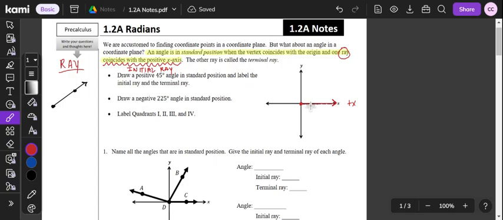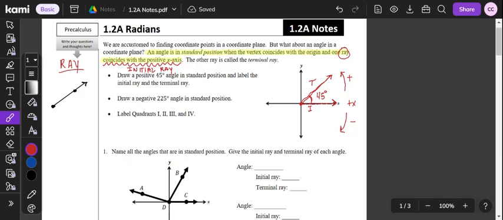So this is the initial ray. I'm going to label it I. Let's figure out where the terminal ray is. Positive 45. In this class, when we start talking about angles on a graph, you guys need to know that this way is a positive angle, so that's counterclockwise. Clockwise is a negative angle. So if I go positive 45 degrees, I'm going to start on this ray, and I'm going to go counterclockwise 45 degrees. So I'm going to go to about right there. And I'm going to label this T. This is my terminal ray. And I know that this angle is 45 degrees.